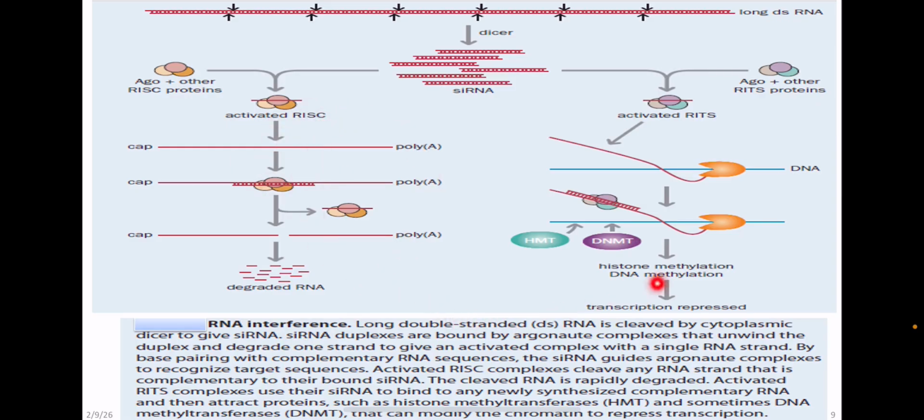And when we are using the RITs, we are repressing transcription, so transcription cannot move on. So let's look at each one of them individually. First we have your long double strand RNA. The double strand RNA simply means like a folded RNA. You use a dicer to cut them into different fragments.